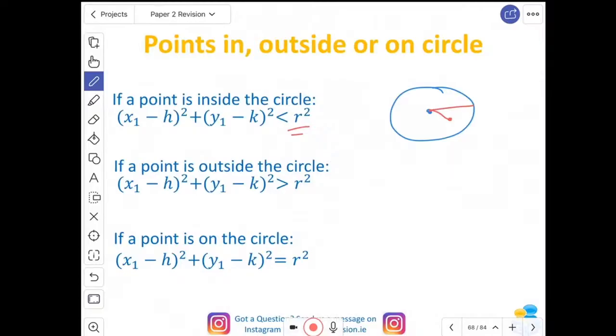So basically you take your value and you take the center of your circle and you work out whether that is less than or greater than your radius squared. So it's your distance formula basically. The same with it being outside your circle, and then if it's on the circle, it's going to be equals. The distance is obviously going to be equal to the radius.